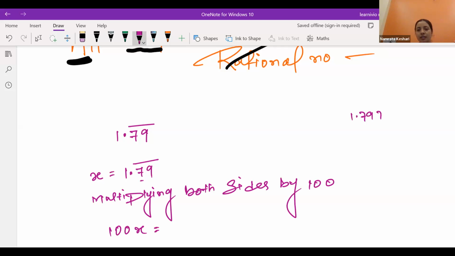0.79, then again 79, and just like that, now we can write the bar if we want. Okay, so if we multiply it by 100, the decimal will shift towards the right 2 places, right? Do you know that? Yes, ma'am. Okay, we are having this one.